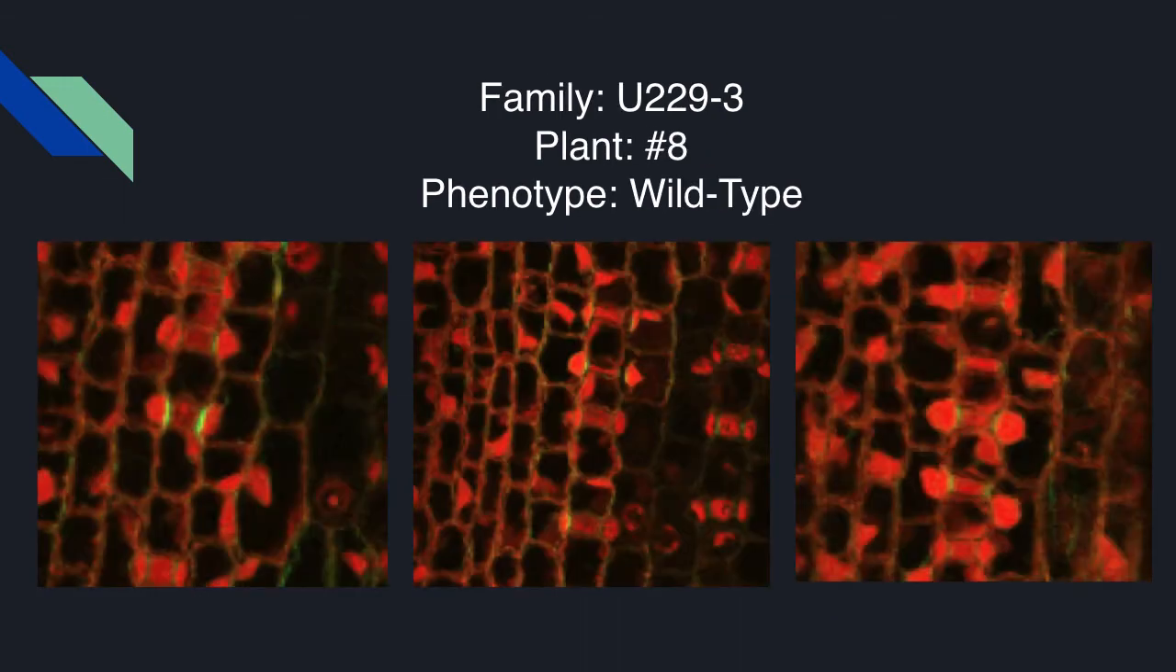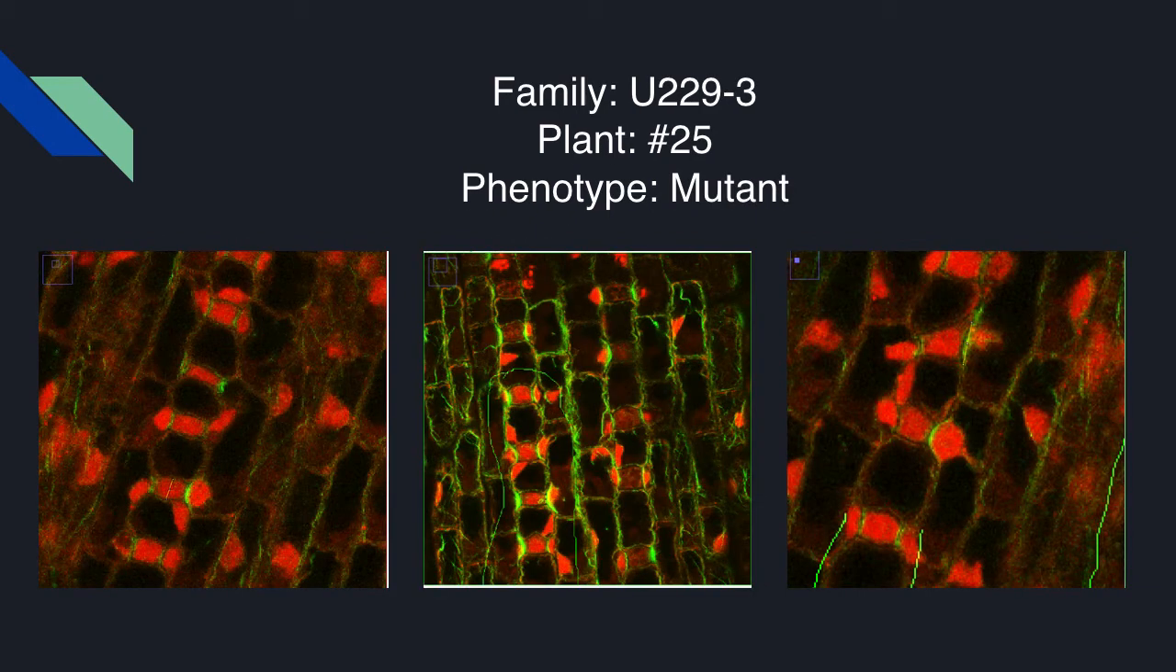For plant 8, it's just like plant number 6, except it's not as advanced, but it's still a normal wild type. So nothing wrong with the subsidiary cells, and everything's just in line. For plant number 25, this is also a mutant. You can see a lot of the actin patches, but if you look closely at the nuclei and how everything's split up, it's also very abnormal.